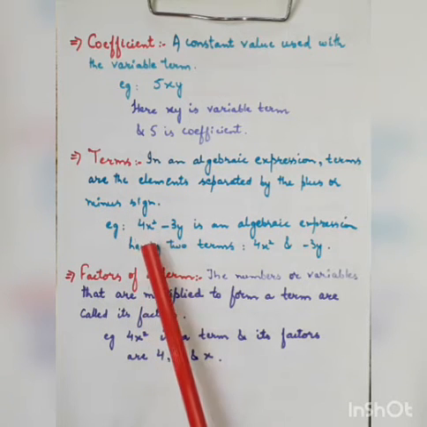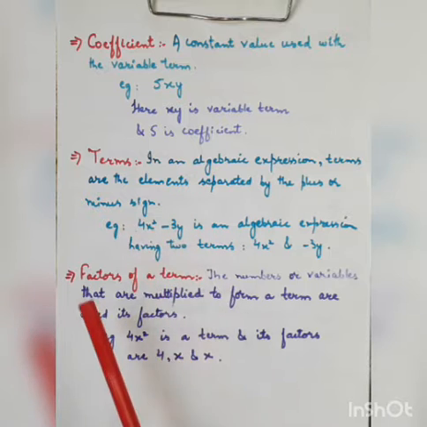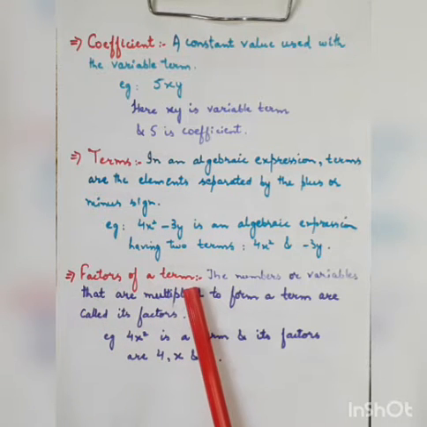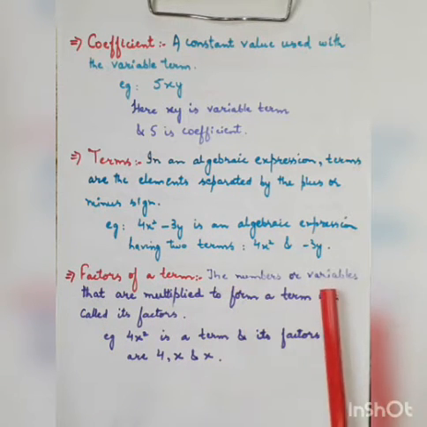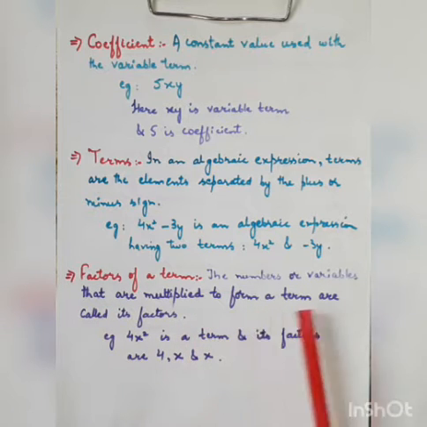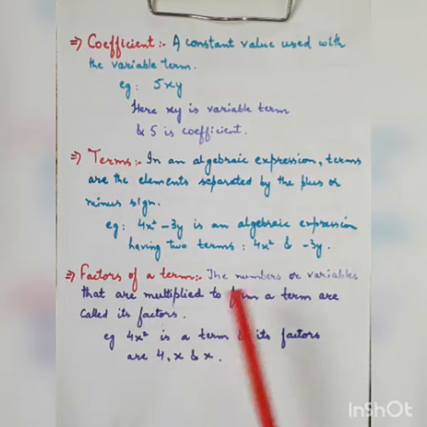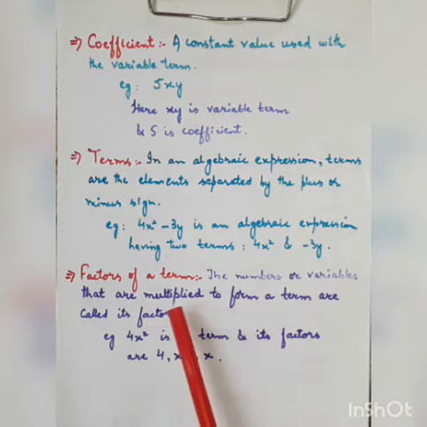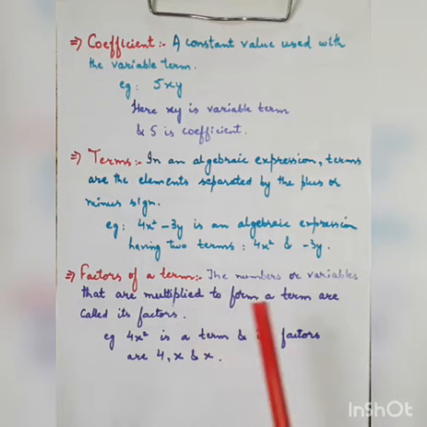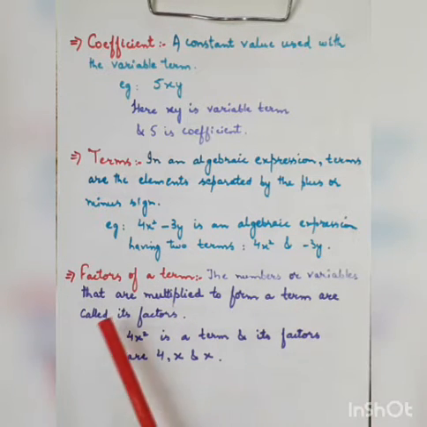So or in other words you can say that the terms are the product of factors. Okay, so let's now learn what are factors of a term. The numbers or variables that are multiplied to form a term are called its factors. So numbers या variables जो आपस में multiplication में होंगे एक term बनाने के लिए उन्हें हम कहते हैं factors.